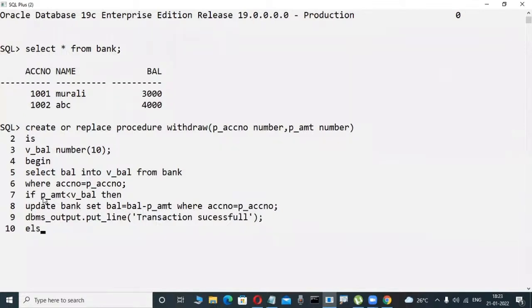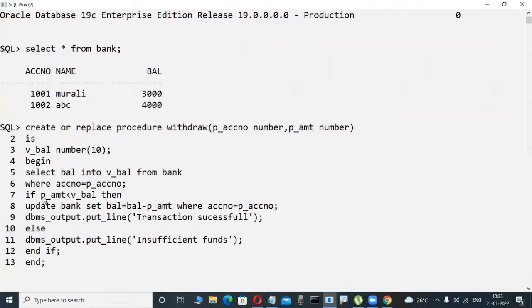Else, simple coding, some coding is there. And now check it out here: else insufficient funds. Okay, some coding is there. This is not a difficult coding, it's that easy.